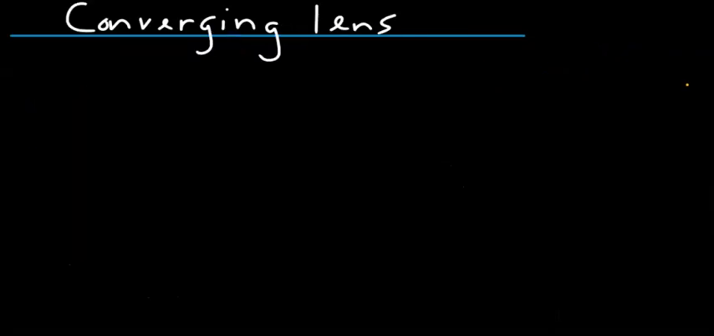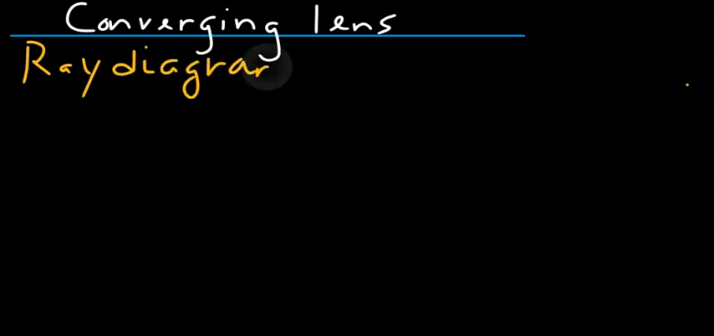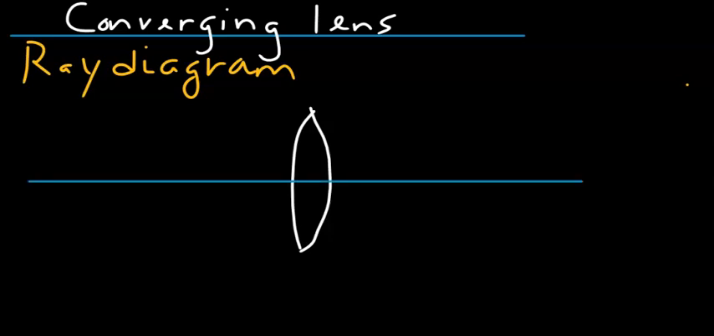Let's first look at the ray diagram of a typical converging lens. Now let's assume you have a lens like that. Of course, I'm exaggerating the thickness of this lens, but let's assume it's a very thin lens. Every ray diagram should have this horizontal line that passes through the center of that lens. This is known as the principal axis.